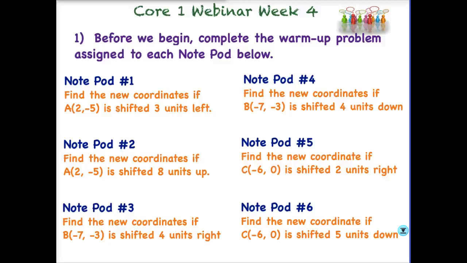And check your answers. All right. Okay. So Kiana, you are student 2. So we find the new coordinates of point A, which is 2, -5, shifted up 8 units.